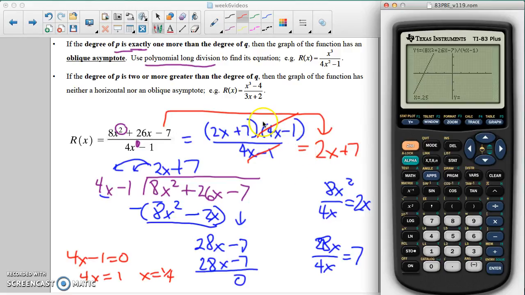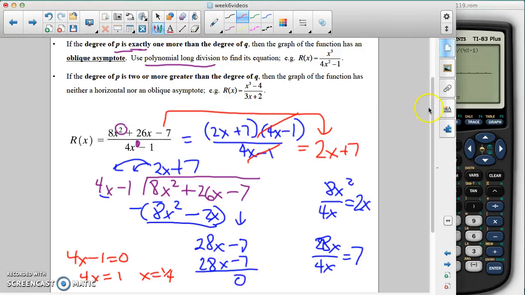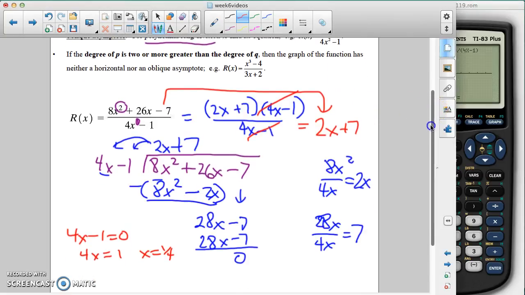But in this case, since it went in evenly, there is no asymptote. There is no oblique asymptote.